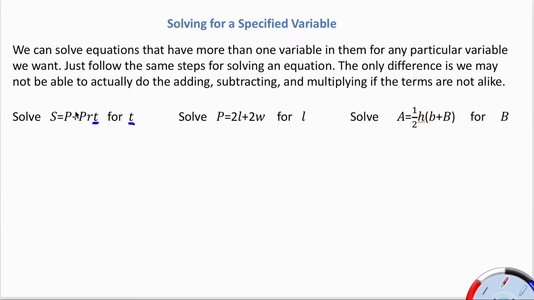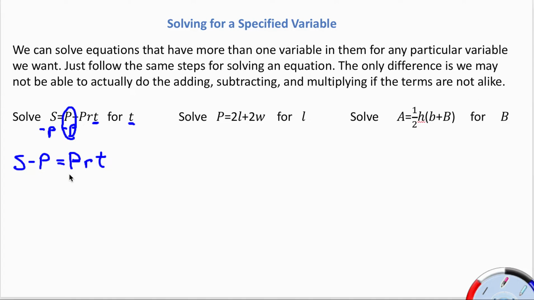So undo whatever's being added or subtracted. I'm adding a p here, so I'm going to subtract p from both sides. That means this is gone. But over here, I have s minus p. I can't say anything other than s minus p. Okay, but 0 minus prt, now I think that's a minus prt, right?